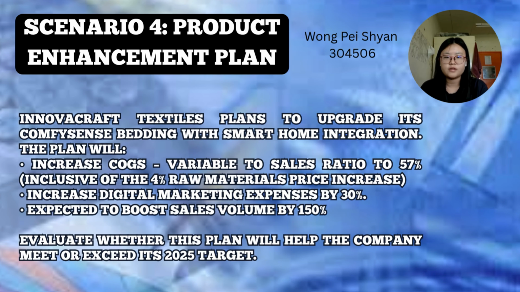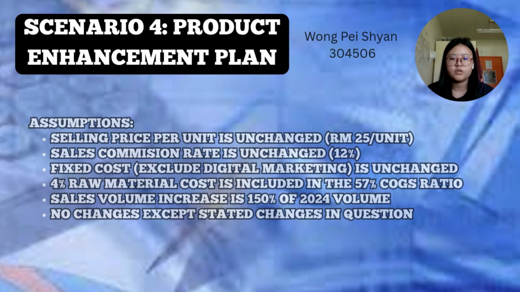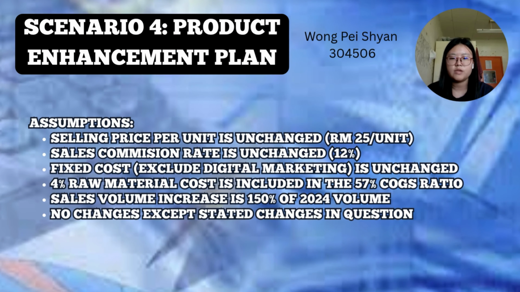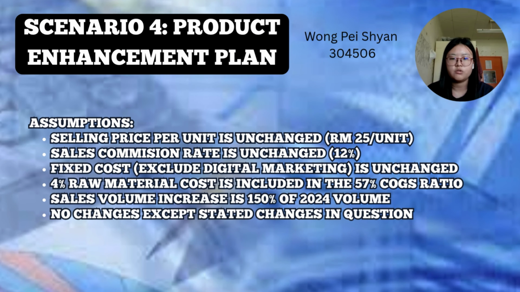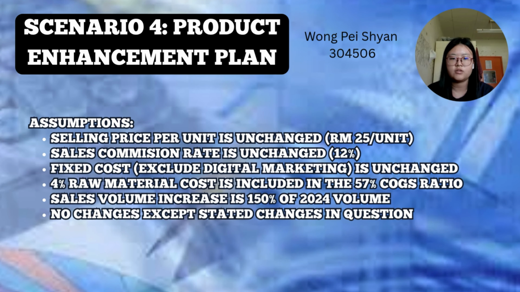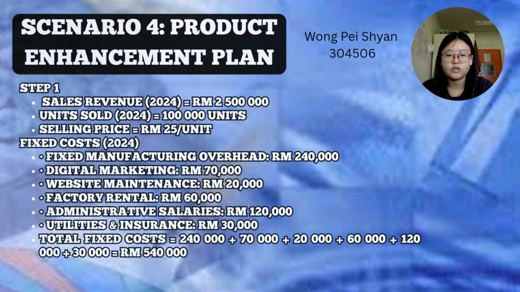And today I will be discussing scenario 4, product enhancement plan. Before we can proceed to the calculation, we must first make some assumptions. The selling price per unit, sales commission rate, and fixed cost are all unchanged, whereas the 4% raw material cost is included in the 57% cost of goods sold ratio. The sales volume increase is 150% of 2024 volume, and there are no other changes except the ones stated in the question. 2024 data from the financial statement.